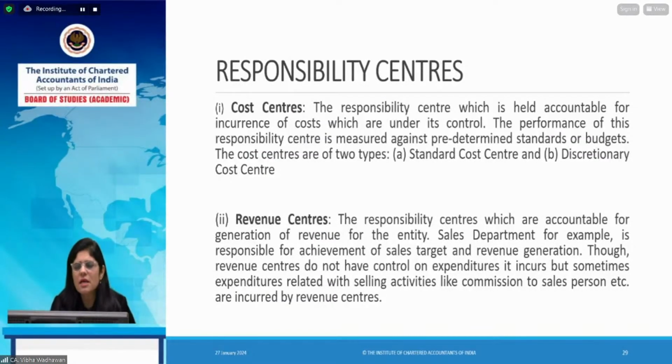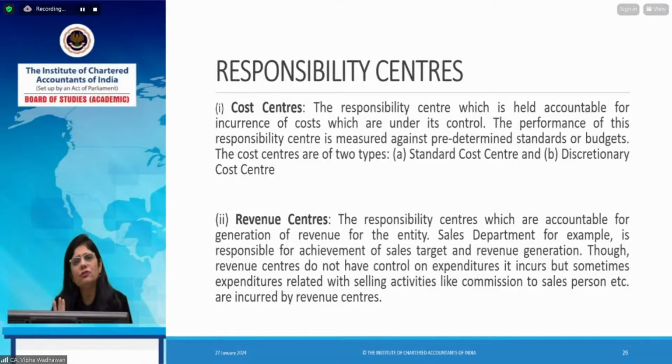There are 2 types: standard cost center and discretionary cost center. So a standard cost center means where input and output you can measure. Input is specified and output you can measure. So 10 kgs of raw material, if it is input, तो उसमें से 1 unit of product बनेगा. So the production department you can say is a standard cost center. The production department is an example of a standard cost center. So in the production department, 10 kgs of raw material will go and 1 unit of output will be produced. So input is specified, 10 kgs, and output is also measured.